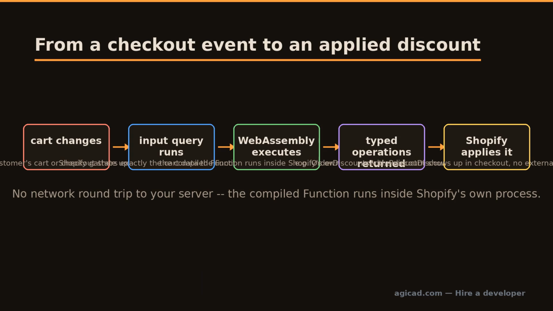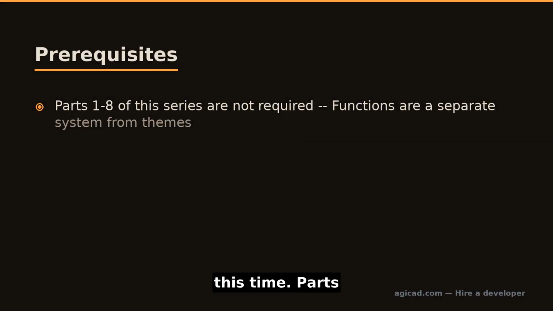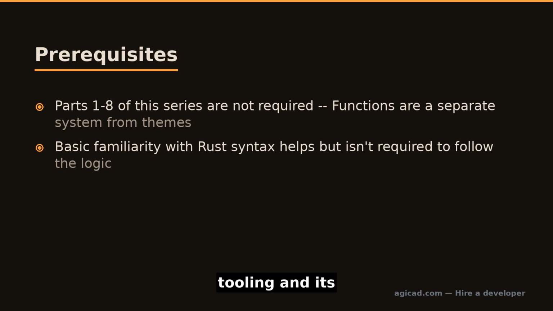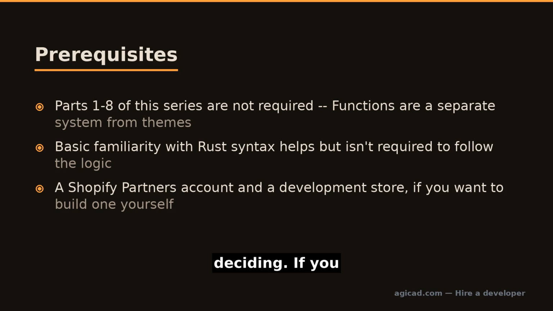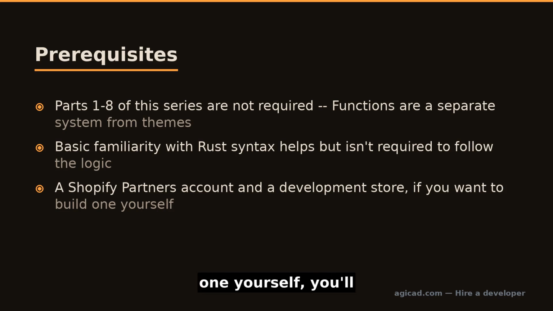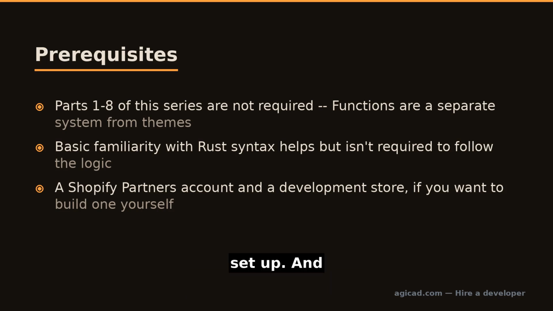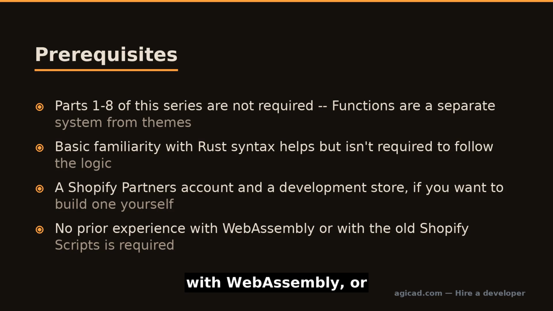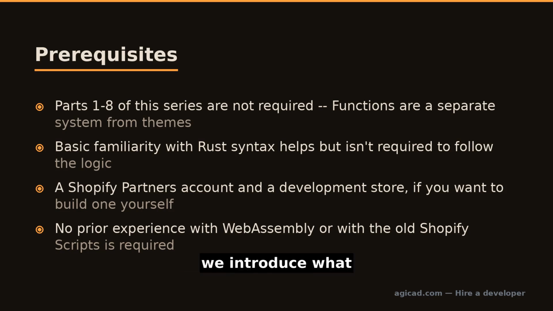A short list this time. Parts 1 through 8 of this series are not required. Functions are a genuinely separate system from themes, with their own tooling and their own deployment model. Basic familiarity with Rust syntax helps you follow along, but isn't required to follow the logic of what the code is deciding. If you want to build one yourself, you'll need a Shopify Partners account and a development store, both free to set up. And no prior experience with WebAssembly, or with the old Shopify Script system, is required. We introduce what each one actually is as it comes up.